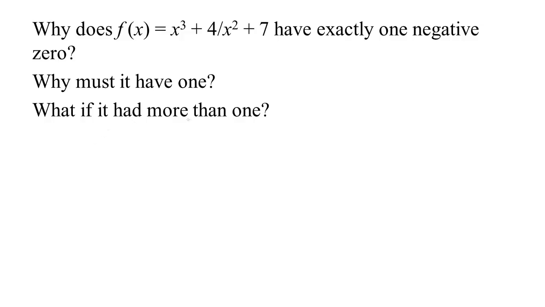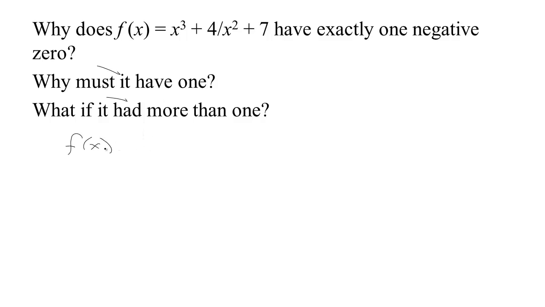This problem gives us a chance to apply Rolle's theorem. We have this function, and it asks why it has exactly one negative zero. So when it says exactly one, we really have to show two things. We have to show why it has at least one and why it has no more than one. So for the first part, whether or not it has one, probably we can use the intermediate value theorem.